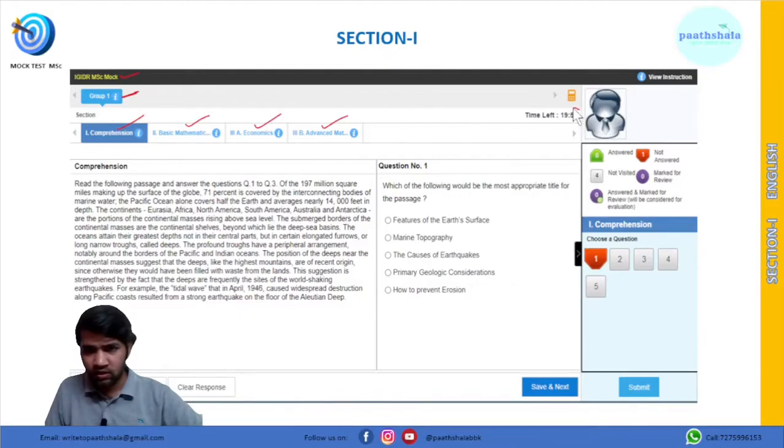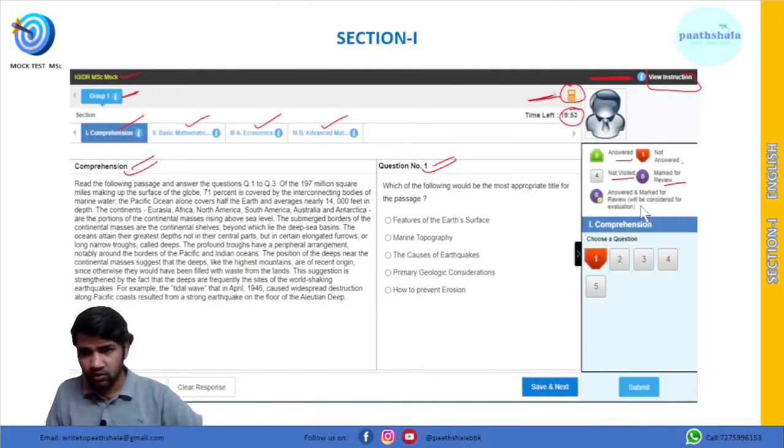You can see here this is the time, and this one is very important, that is the calculator. Here you can also see the view instructions, and there should be one more tab, but it is not available. You can also view the paper in one go. In this window you can see the question, and here also it is the question. Now in this panel you can see answered, not visited, marked for review, answered and marked for review.